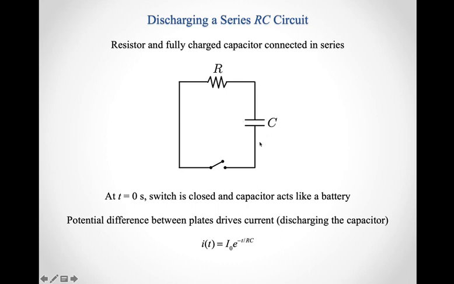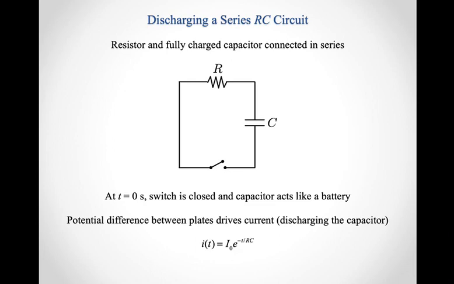Because there's a finite amount of charge on the capacitor, it can't drive that current forever. And in fact, the current in our circuit, as the capacitor is discharging, decays exponentially just like it did when we were charging the capacitor. The reason is very different.